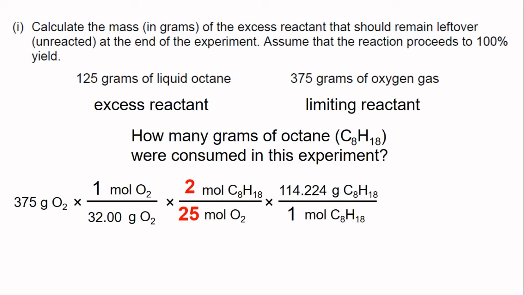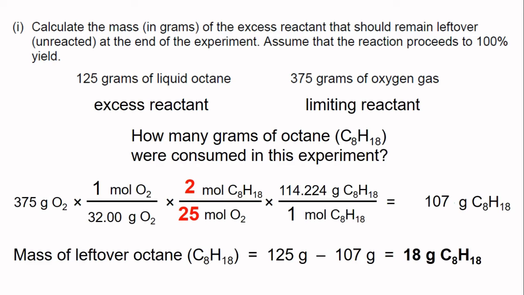So this math, 375 divided by 32 times 2 divided by 25 times 114.224 is 107.085. Let's round this off to 3 sig figs. 107 grams of octane was consumed in this experiment. But since we started with 125 grams of octane and only 107 grams reacted, that leaves 18 grams of octane left over or unreacted at the end of the experiment. So as I said, we get the same answer either way. It's your choice as far as how you'd like to calculate the amount of the excess reactant that is left over.